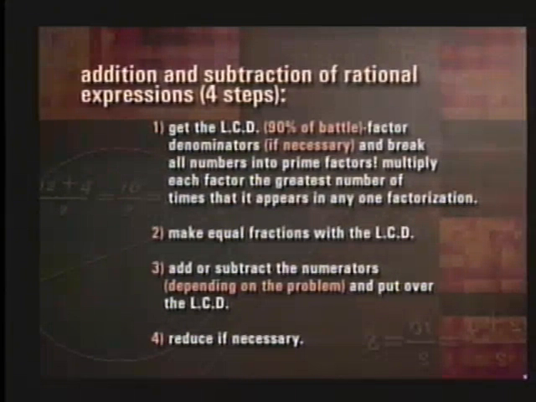In order to get that crucial LCD, factor the denominators if necessary, and break all numbers into prime factors. Multiply each number the greatest number of times that it appears in any one factorization. Step 2, make equal fractions with that common denominator. Step 3, add or subtract depending on the problem, and put it over the common denominator. And step 4, always look to reduce. So if you missed these in the last episode, make sure you get these notes down, and we will go to the last example here.